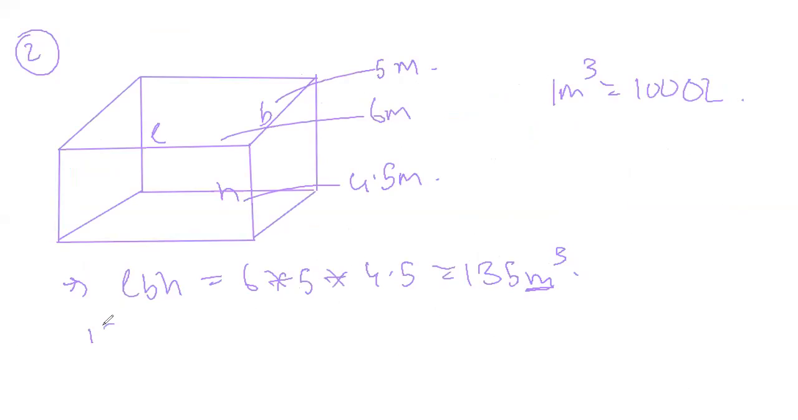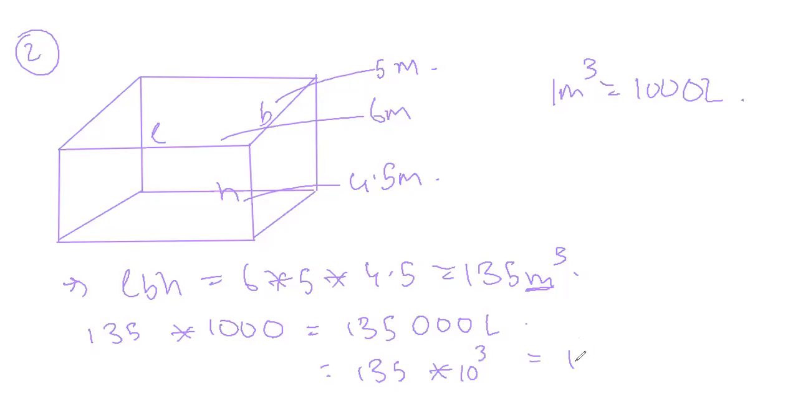That will be 135 into 1000, which will be 135 with 3 zeros after it. Or you could simply write it as 135 into 10 raised to the power 3. Or you could write it as 13.5 into 10 raised to the power 4 liters as a short form derivation. So this is our final answer, or more preferably teachers prefer this answer. Okay, so let's move on to our next question.